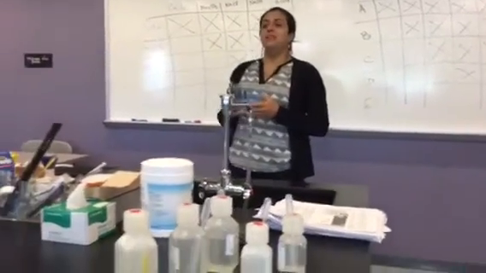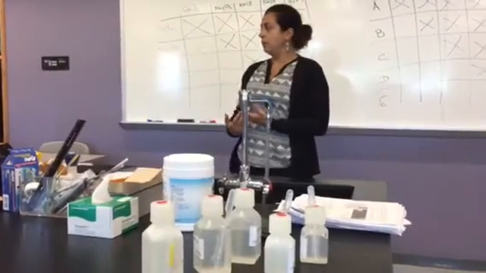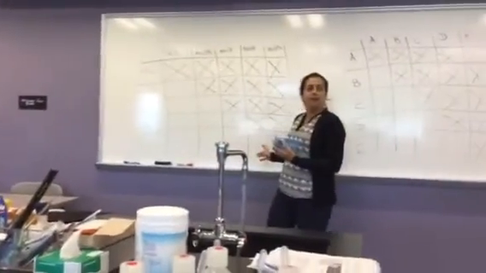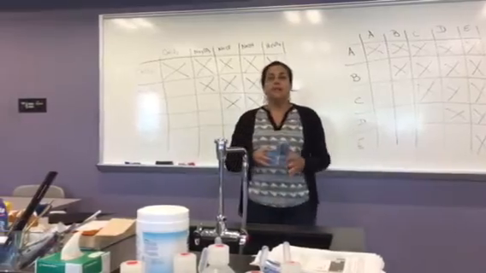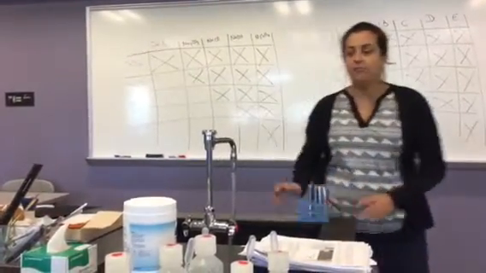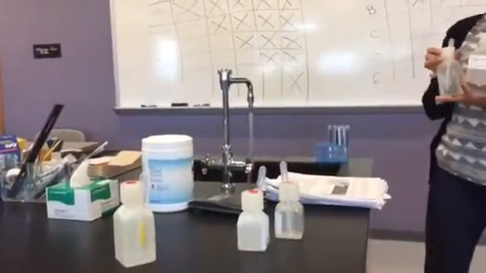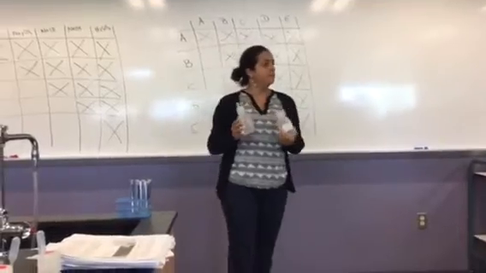We're going to set up the test tubes in this order: 1, 2, 3, and 4, making it match with the tables that we have in our lab. Each group is going to have a set of big bottles. In these bottles, we have the knowns. We know what these things are.